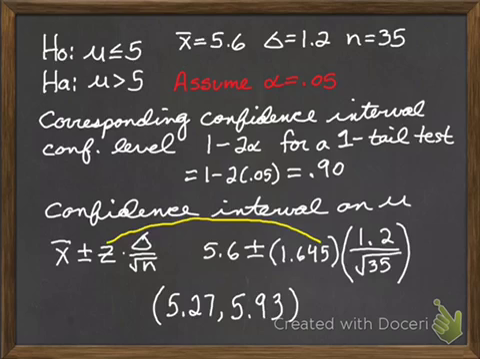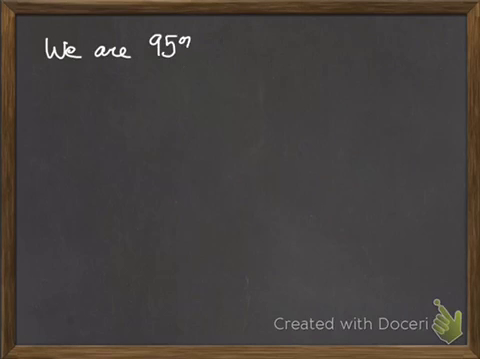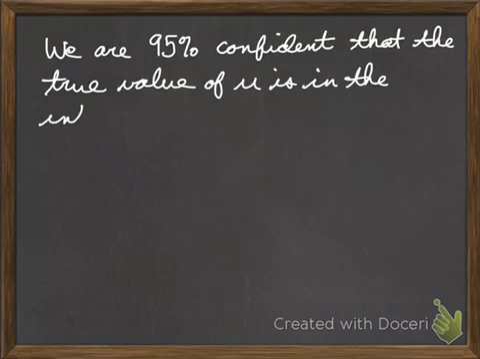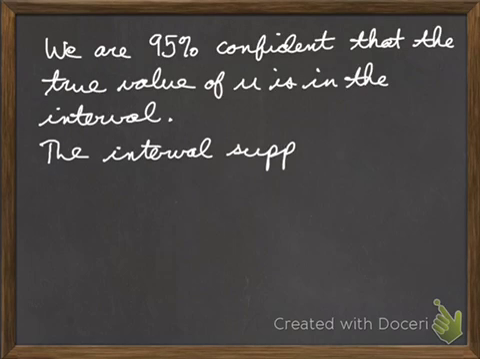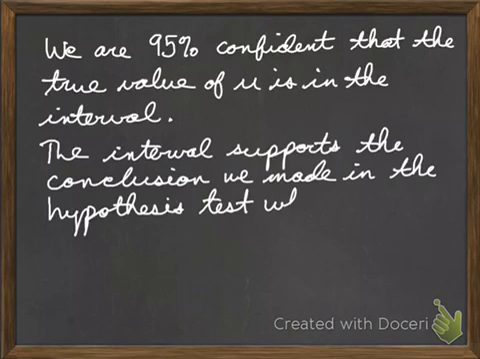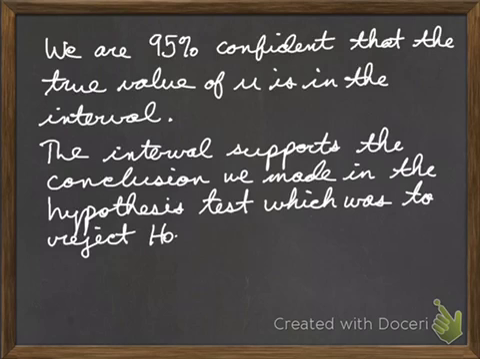Now, how do we interpret this? Well, here's what we're going to do. We're going to say we are 95% confident that the true value of mu, the mean of the population, is in the interval. In other words, the interval supports the conclusion we made in the hypothesis test, which was to reject the null hypothesis, if you recall, and accept the alternate.